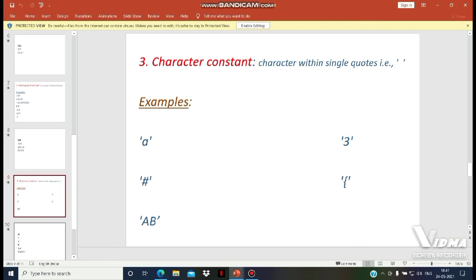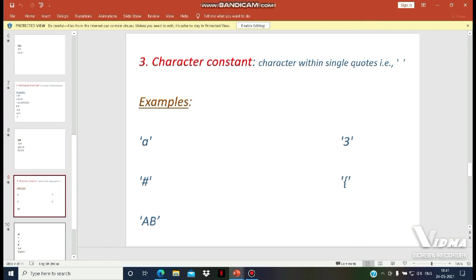Next, character constant. A character within single quotes, that is this one, is called a character constant. The character must be only one, and that one character should be enclosed within single quotes. There should not be more than one character.